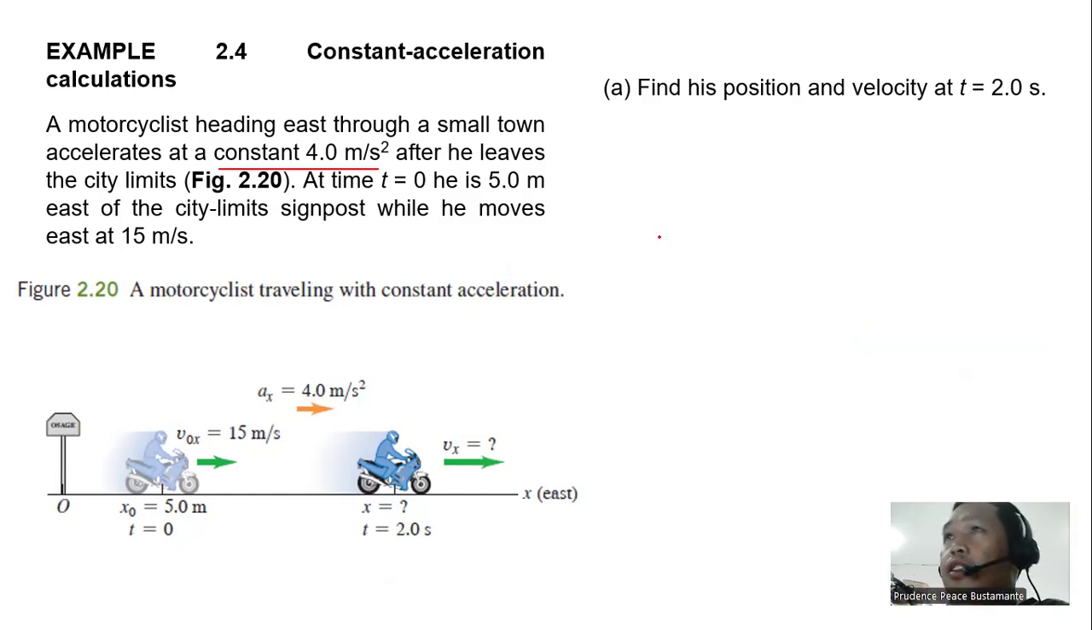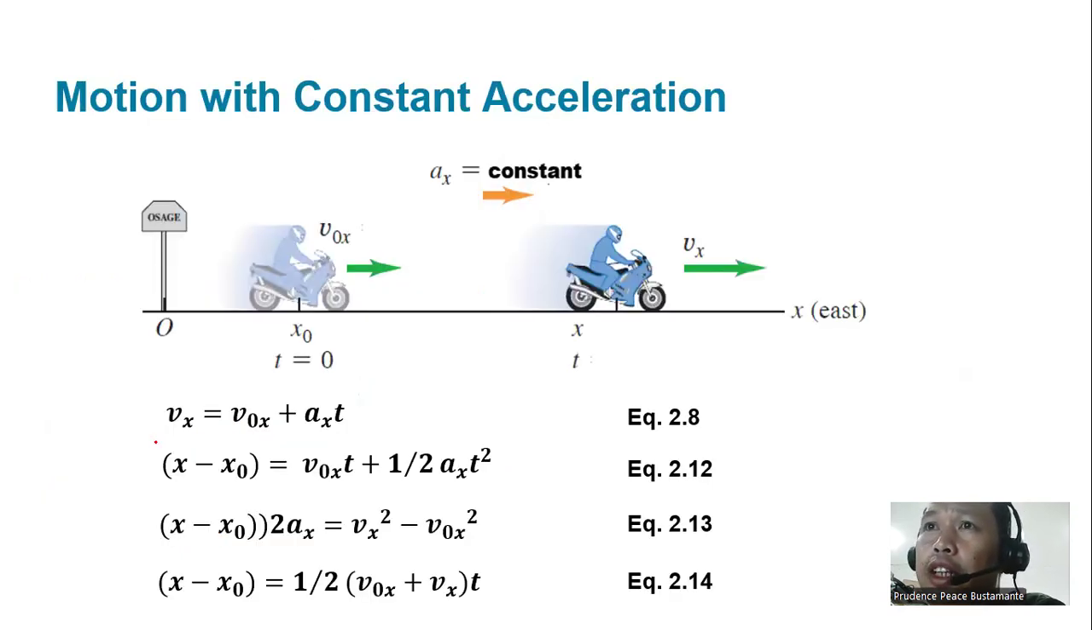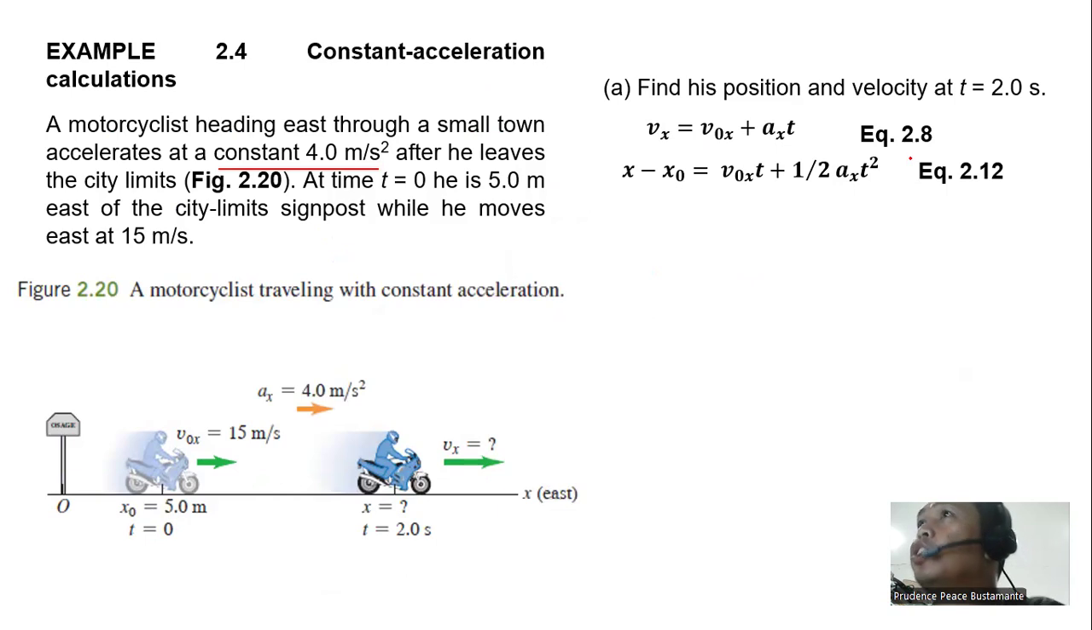The first task: find the position and velocity at t equals 2.0 seconds. We are asked to find the position, so we can use this. We have time, initial velocity, initial position, and acceleration. For the velocity, we can use equation 2.8 and 2.12. This numbering is found in your book, University Physics with Modern Physics, 15th edition.